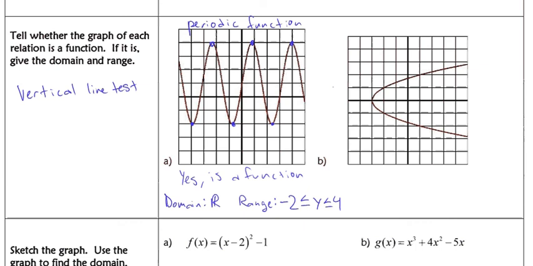The next one, take your vertical line test, and over here, doesn't go through anything. That's okay. Right here goes through 1 point. That's okay. However, all the rest of these go through 2 points, meaning that this graph here is not a function.